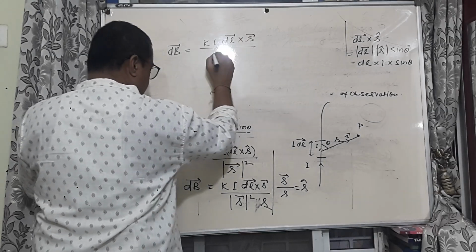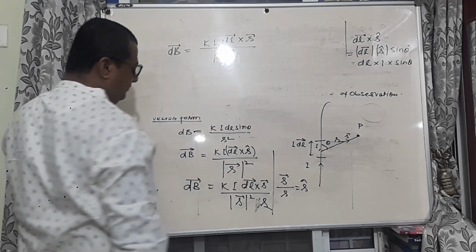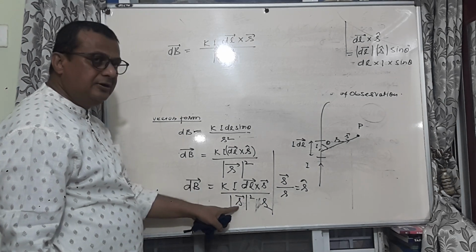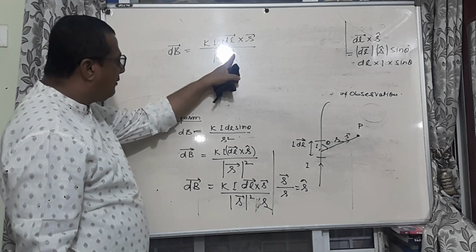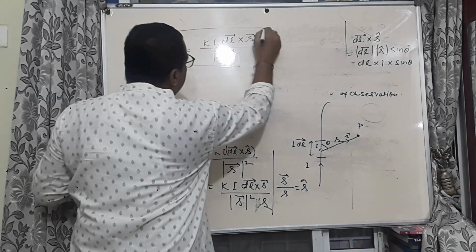divided by magnitude of r cube, because again r can be written as, it will go inside and its power will be cube. So this is the complete vector form of Biot-Savart law.